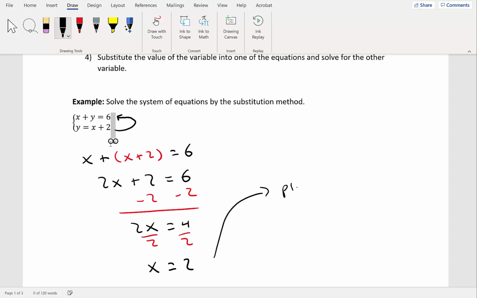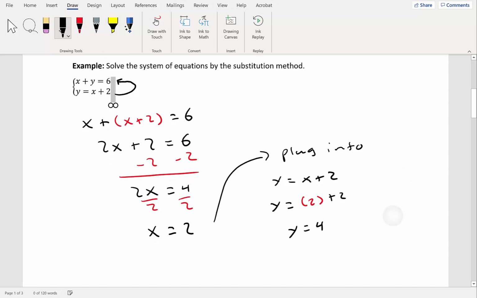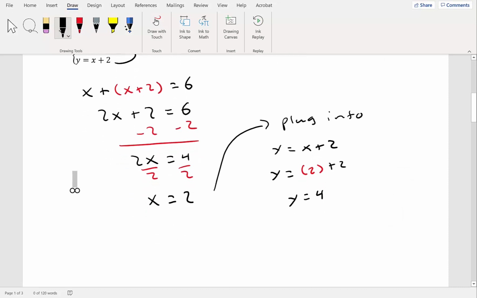So we're going to plug this into y equals x plus 2. So we have y is equal to 2 plus 2, which gives us y is equal to 4. And now we have the solution to our system. So let's go ahead and write this as an ordered pair. We have 2, 4.